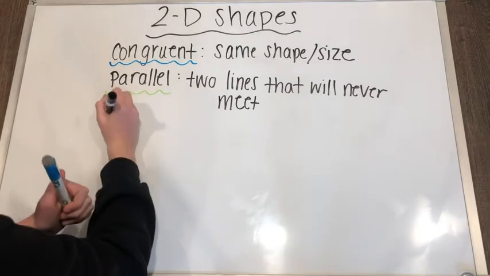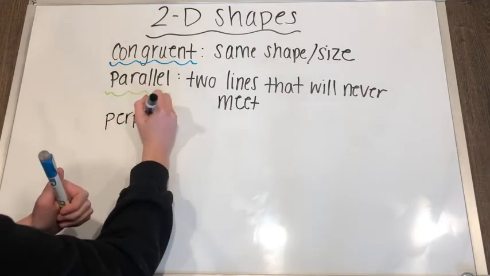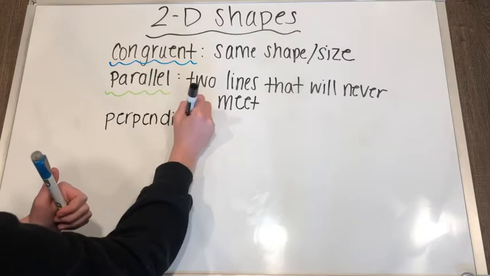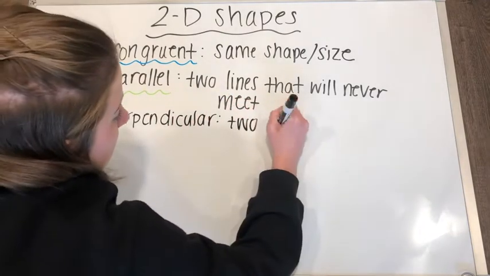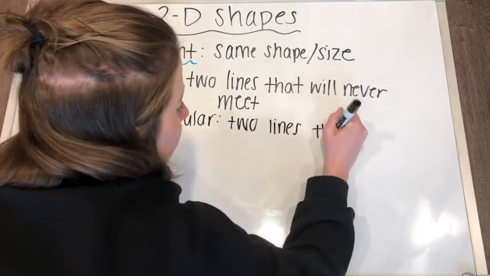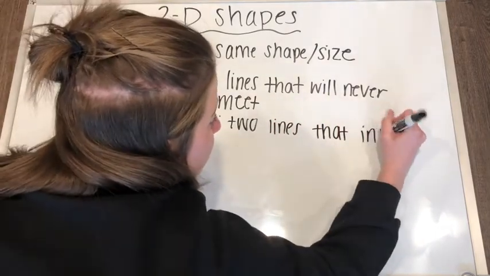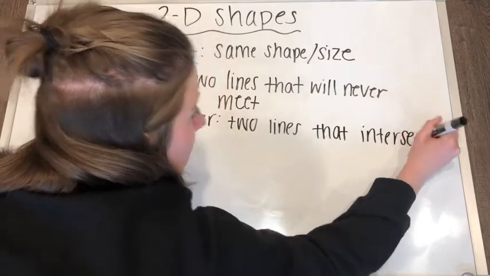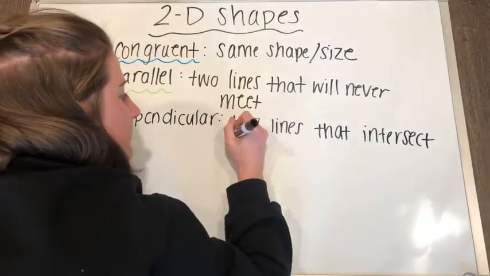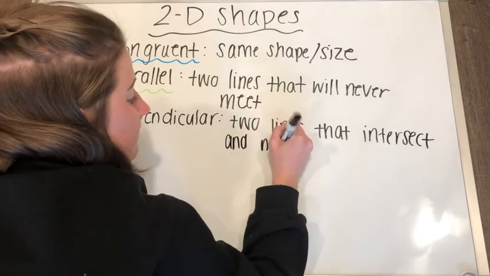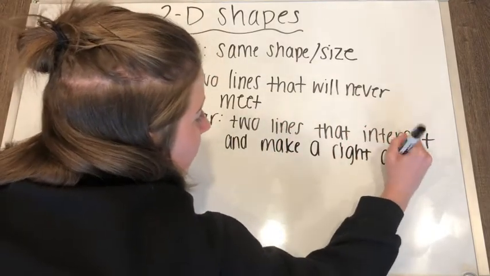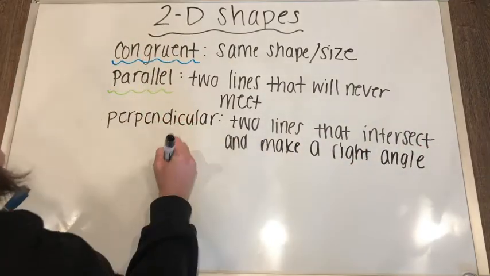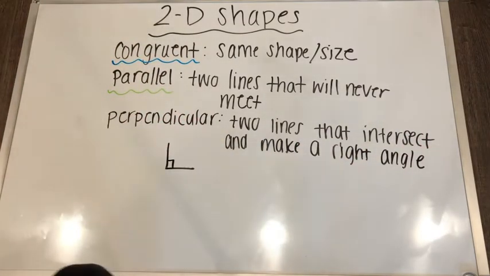Then we have perpendicular lines. These are two lines that when they meet, and when they do intersect or meet, they make a right angle. So they don't just intersect, they make a right angle. So that is what perpendicular lines are.